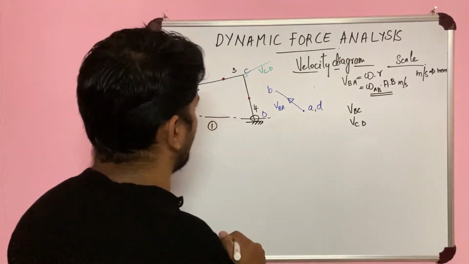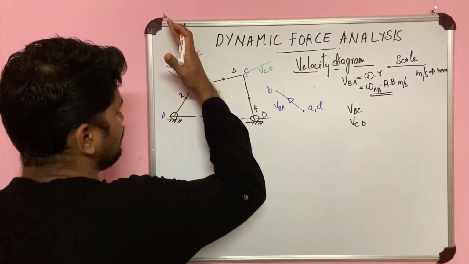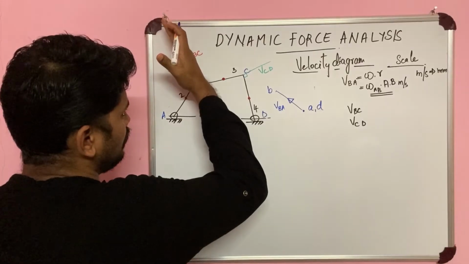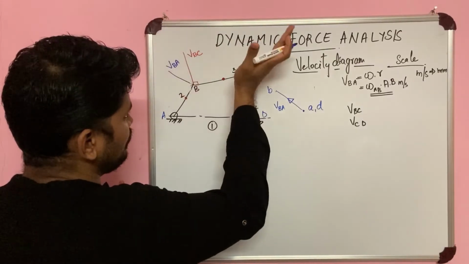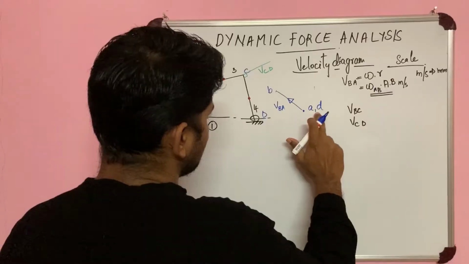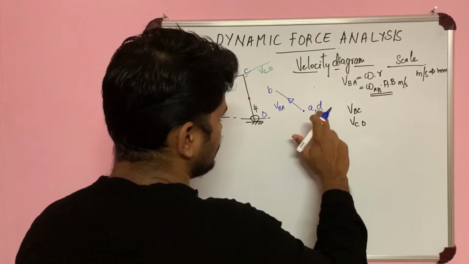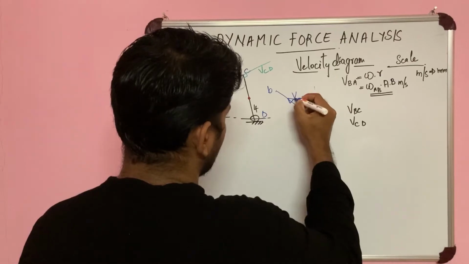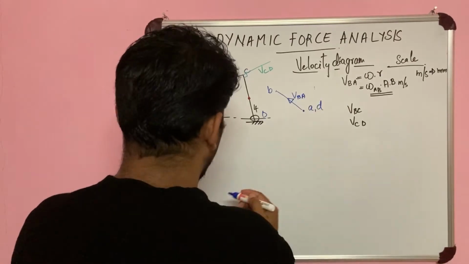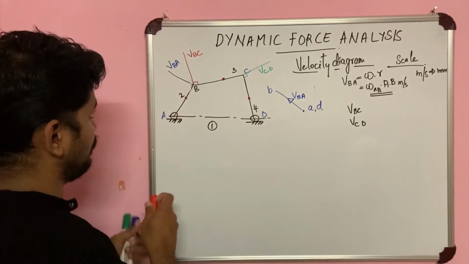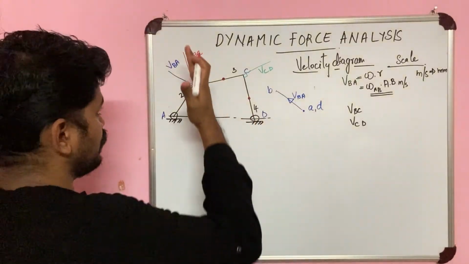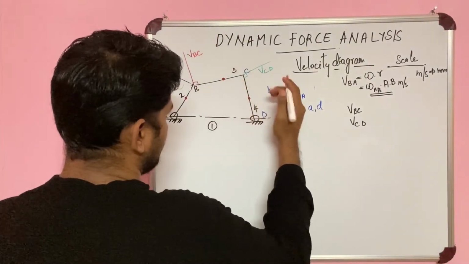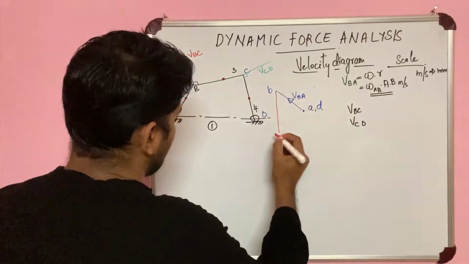Now let us move on. We have to take VBC from here and VCD from here. Is that b over here? No, this is a and d, and b is over here. This is VBA. Now velocity of BC: I don't know the magnitude of velocity of BC, so I'm drawing it parallel to this.